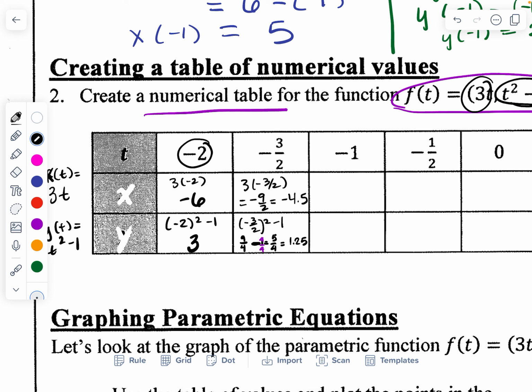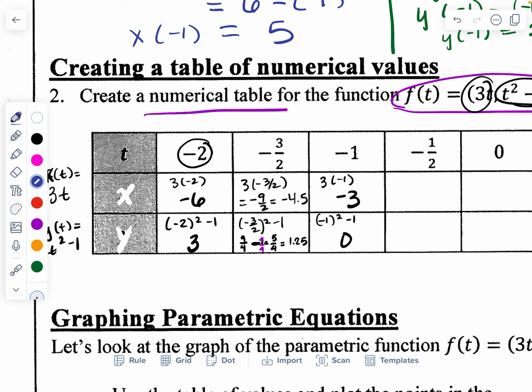Plugging this one in here. When t is negative 1, x of t is 3 times negative 1, which is negative 3. And the last one here, negative 1 squared minus 1 for y is going to be just 0.